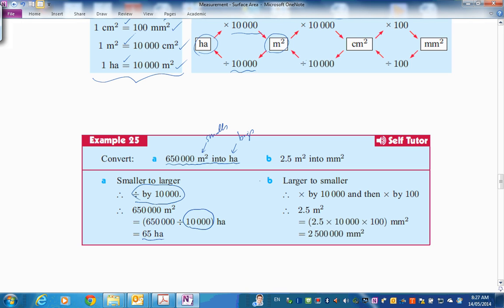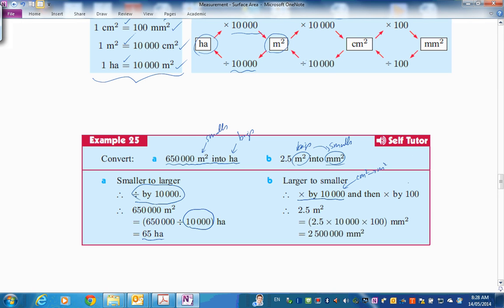So you divide. Next, 2.5 square metres into square millimetres. These are larger units, or bigs, if you like, going to smalls. So you're going to have a larger number of smalls, so you're going to multiply. And don't forget, square metres into square millimetres, there are 2 stages. There are 10,000 square centimetres in each square metre, and then you've got to go to square millimetres.